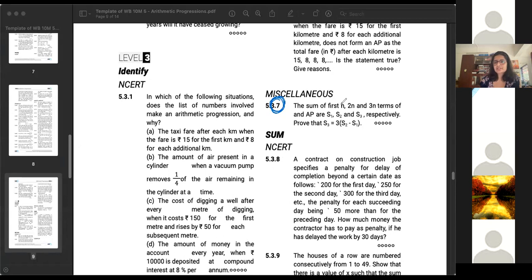So the sum of first n terms is S1, 2n terms is S2, and 3n terms is S3. So here in this question, S1 doesn't mean sum of one term. The notation has changed a bit, so you need to be careful about that. You need to prove that S3 is equal to 3 into (S2 minus S1).